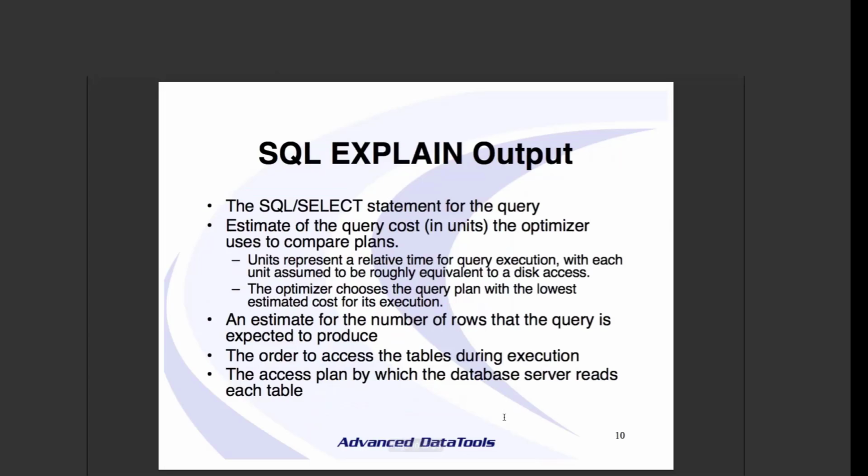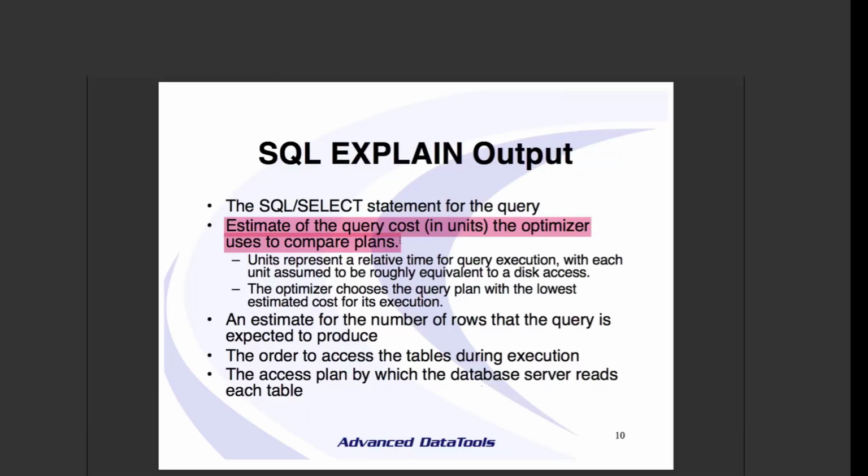So what does the SQL explain file show you? First it shows you the SQL statement that you're optimizing. And this is the most important thing. It gives you a cost in units. And the units is just a number. I've had several discussions with developers about what this means. And the best answer is it's just a number based on I/O and CPU cost, even though it's mostly based on I/O.